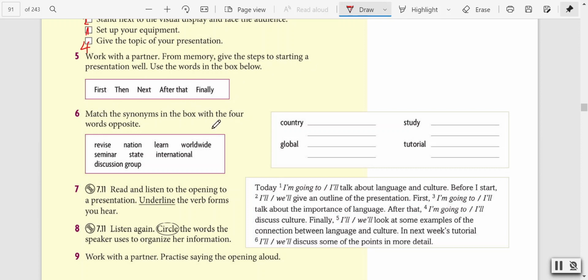Match the synonyms in the box with the 4 words opposite. We have 4 words in here, and we have some words in this box. We must match them together. Which one is the synonym with the other word? For example, country, we have 2 words that are suitable and synonyms with country, and global, and study, and tutorial. For each one we have 2 words that are suitable synonyms. You can select it. That will be for yourself. Do it at home.